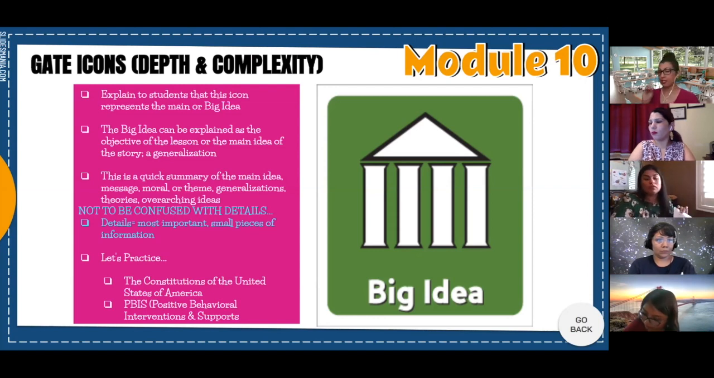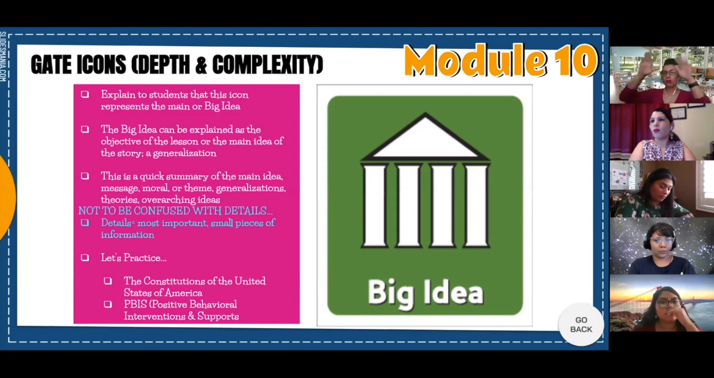Now, this is very similar to details, but also very different at the same time. This is where you would work from all of this information. Now that you have all of this information and all of these details, what is the overarching big idea or theme of what you're learning, or what they just learned?